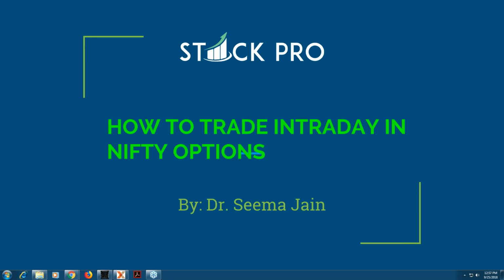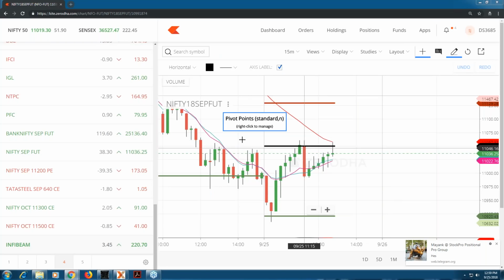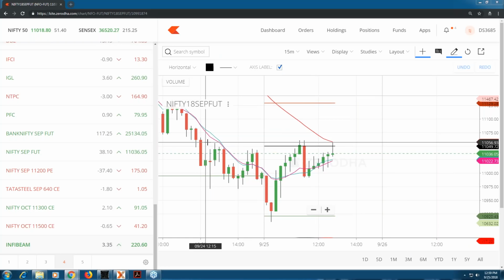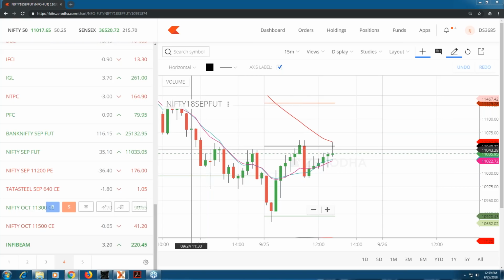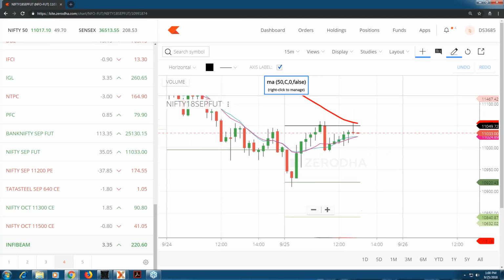This is the Nifty futures graph, right? What I have done here is use my simple Stock Pro setup, which is the 10 moving average, 50 moving average, and 200 moving average, and I've put the pivot point. Now, this is the Nifty futures graph, right?